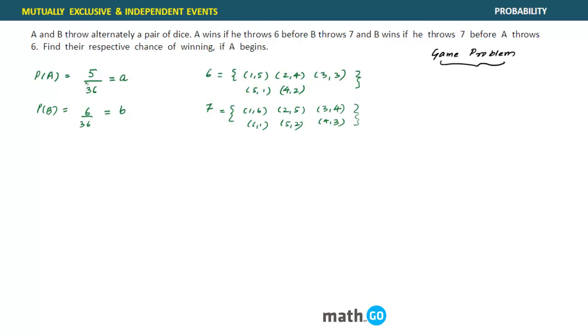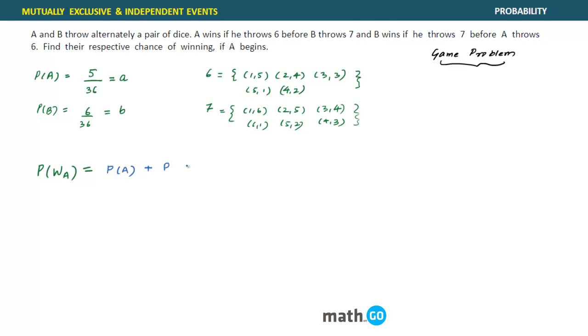Now they start playing, that means they start throwing the dice, and we start from A, and we need to find the probability of winning of A. Now how can this be done, let me just show it to you. The first case is that A starts, he throws, and he gets straight away a 6. He wins. B does not even get a chance to play.